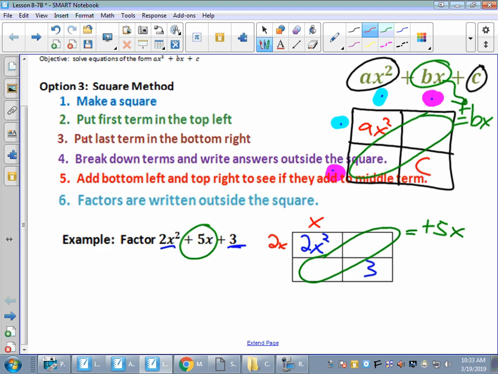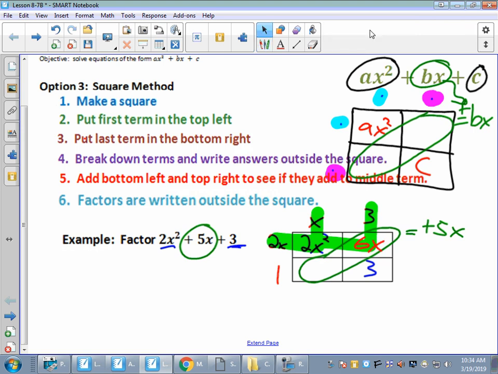Negative 3, negative 1, or positive 3, positive 1. So let's try the 1 down here and the 3 up here, because we know that 3 times 1 equals 3. We're trying to break that down. And now let's see what we get. We kind of use this like a multiplication table. So 2x times x, that's 2x squared, we got that. Then 2x times 3 would give us a 6x.